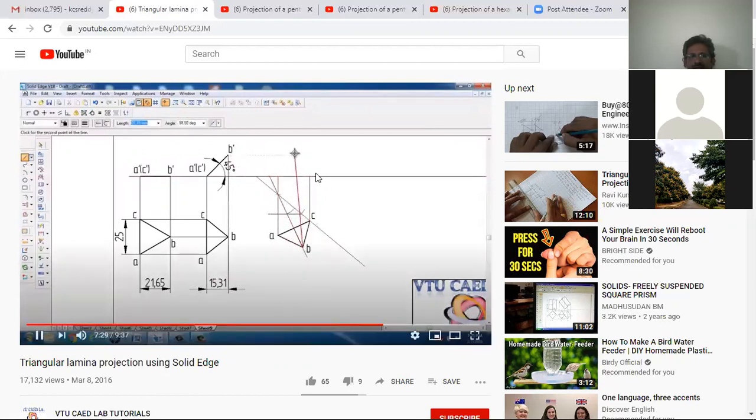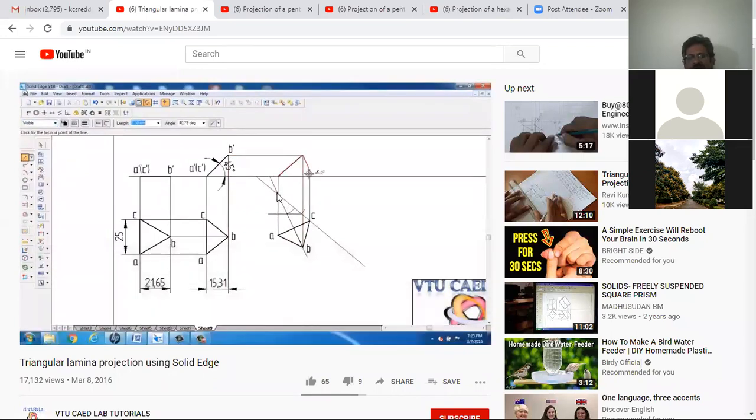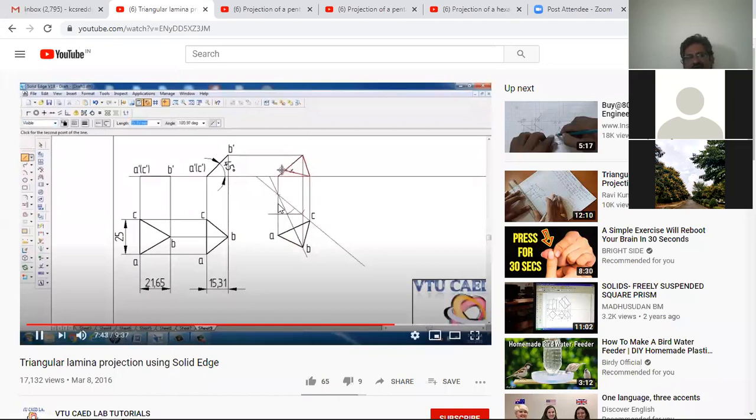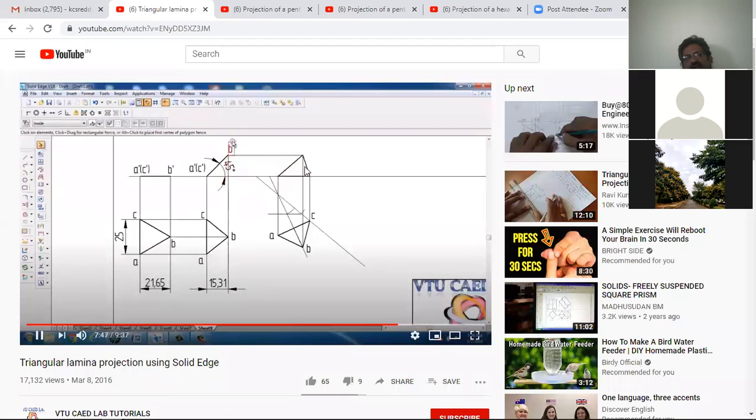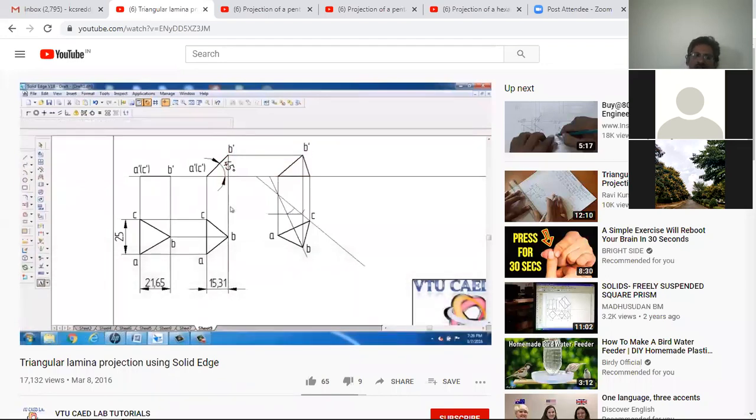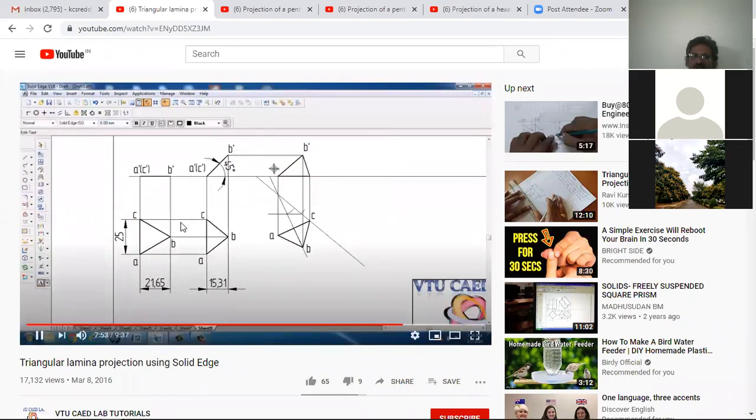Now project up to, but the reconstruction should be done on these two lines. He has done it in a different way. Please don't use this. You proceed as what we discussed in the sketchbook problems. Similar to that, you need to proceed. Then project upward and get the front view. So this is how we can construct the triangular lamina.